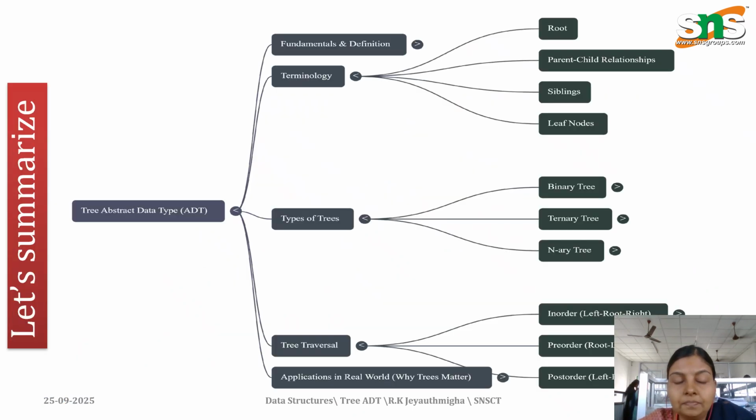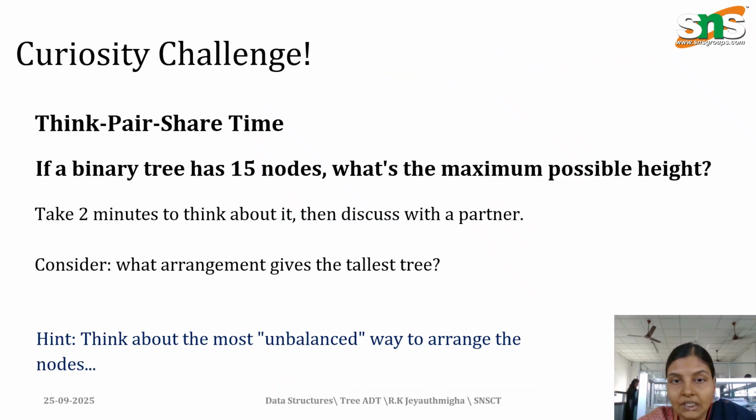Let's summarize through a mind map. Tree abstract data type, ADT. Fundamentals include the definition and terminologies: root, parent-child relationships, siblings, and leaf nodes. Types of trees are binary tree, ternary tree, and n-ary tree. Tree traversals are in-order traversal, pre-order traversal, and post-order traversal. And at last we have the applications.